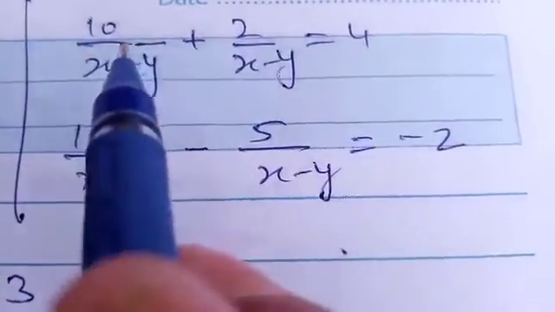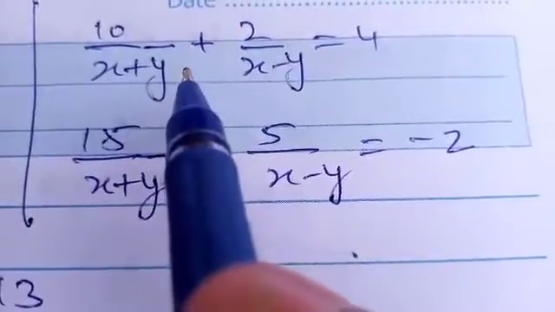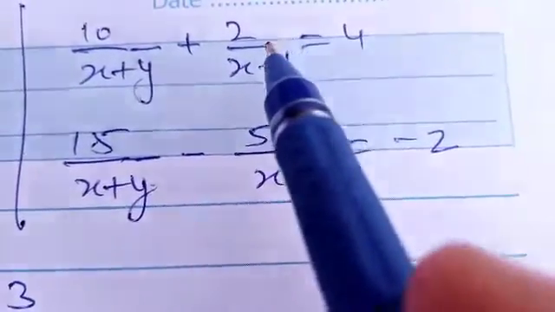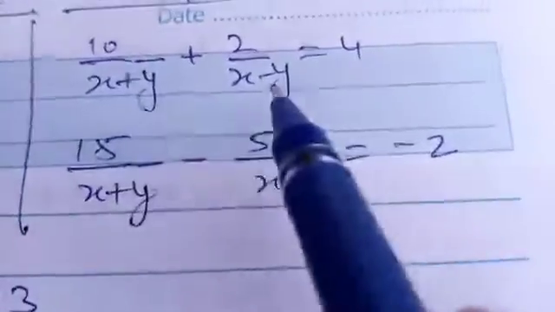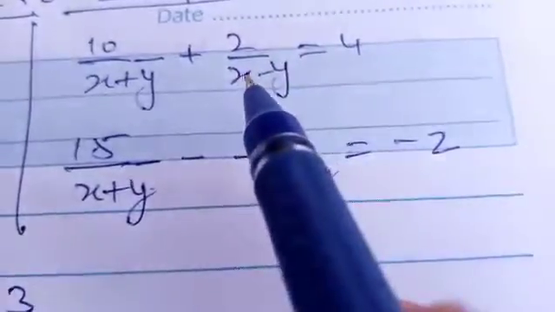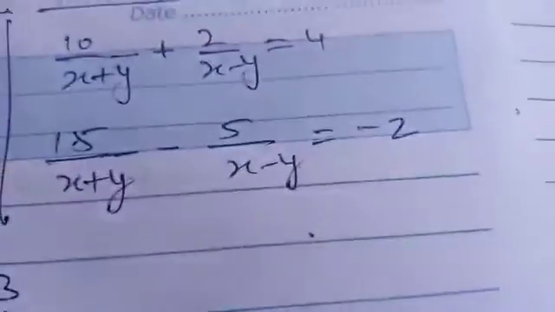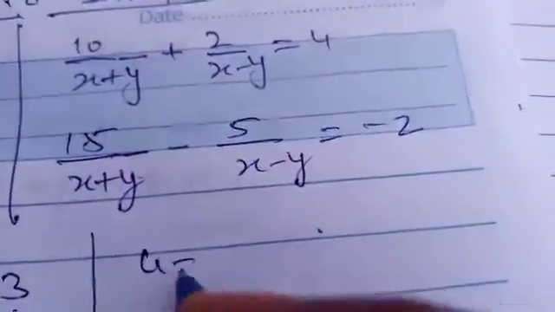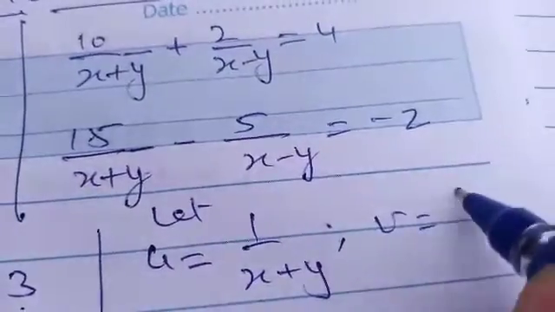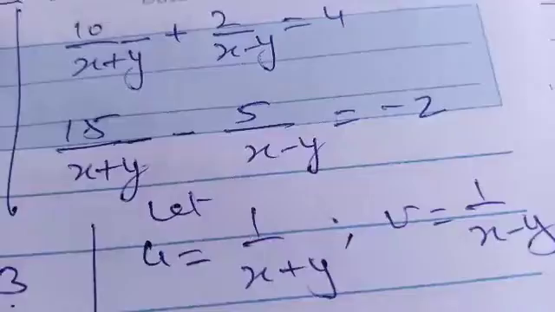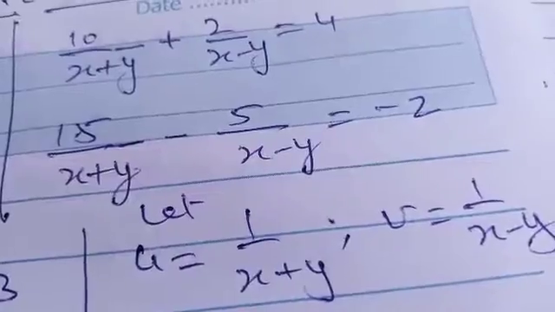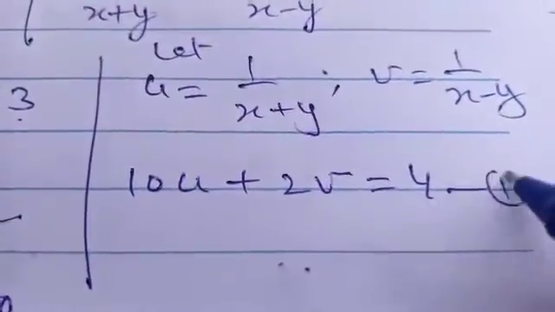Then you take 10 into 1 upon x plus y equal to u or p, anything as you like, and 2 into 1 upon x minus y. Both the values are different, so u will be taken for x plus y and v will be taken for x minus y. So let u equal 1 upon x plus y and v equal 1 upon x minus y. In this form, the equation will reduce to 10u plus 2v equals 4. This will be the first equation.